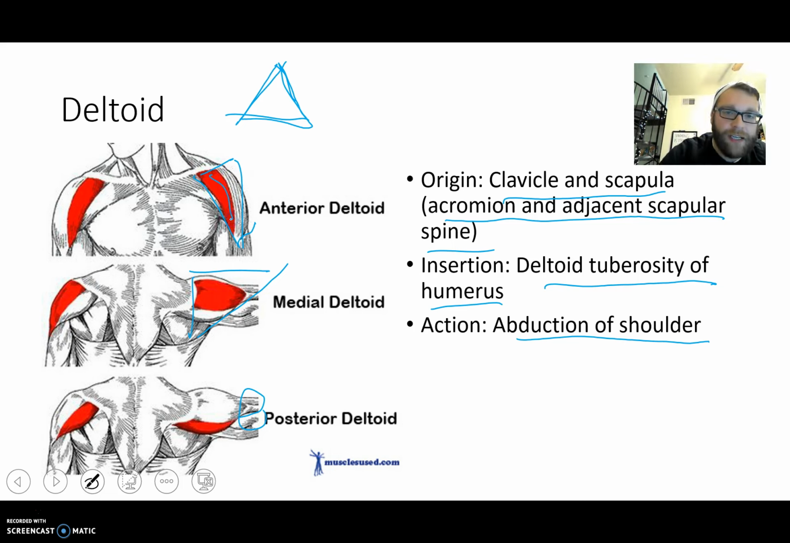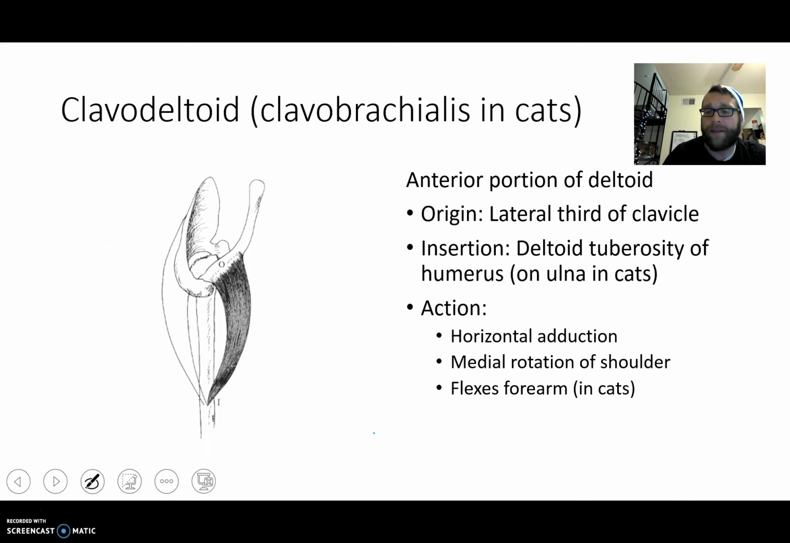You have the anterior deltoid in the front, medial deltoid in the center, and posterior deltoid to the back of the body. So again, any of these descriptions I described for the deltoid is fair game for when I ask you questions about the deltoid. All right, so clavodeltoid, or you can call it anterior deltoid, is another way they call it.